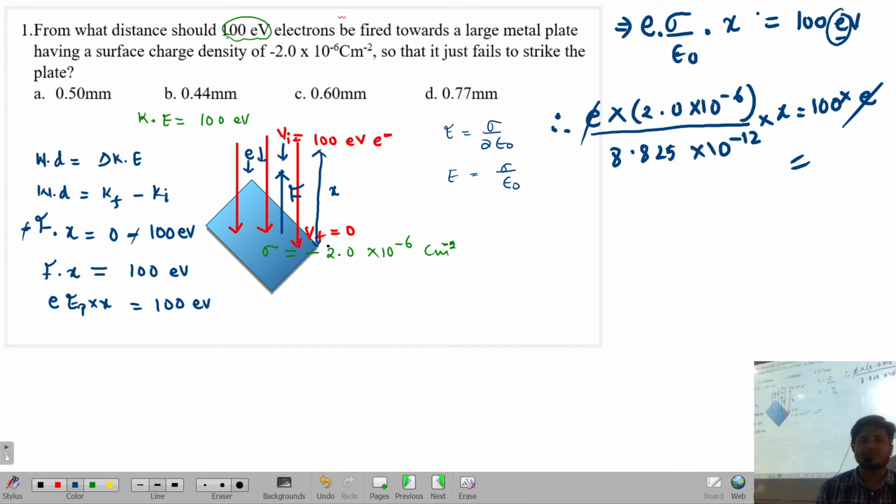Can you calculate the distance from here or not? This distance is going to come as 0.44 nanometers. Got it or not? So the answer is 0.44 nanometers. Easy problem? Will you be able to handle this? Can I move ahead?